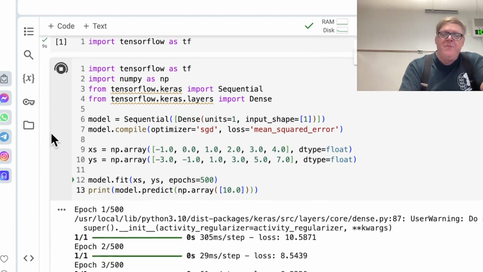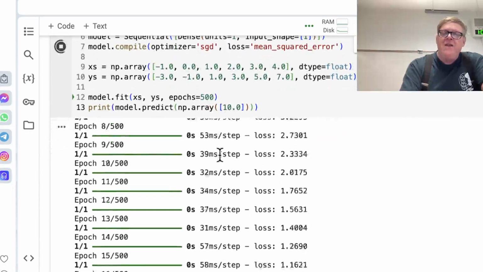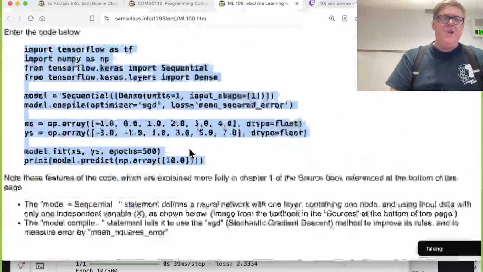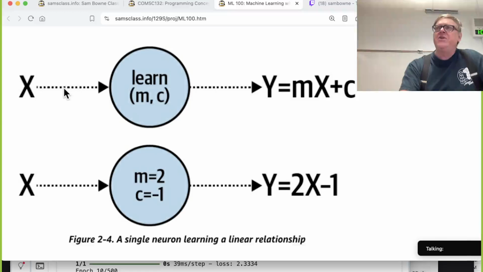So when you run this, here's what happens. I have a picture on the project here of what the diagram looks like. X comes in, it calculates using M and C, and then it calculates Y equals MX plus C, and that's what comes out. That's all. And all it can do is adjust these 2 parameters. So it's going to try and find the best fit of these parameters.